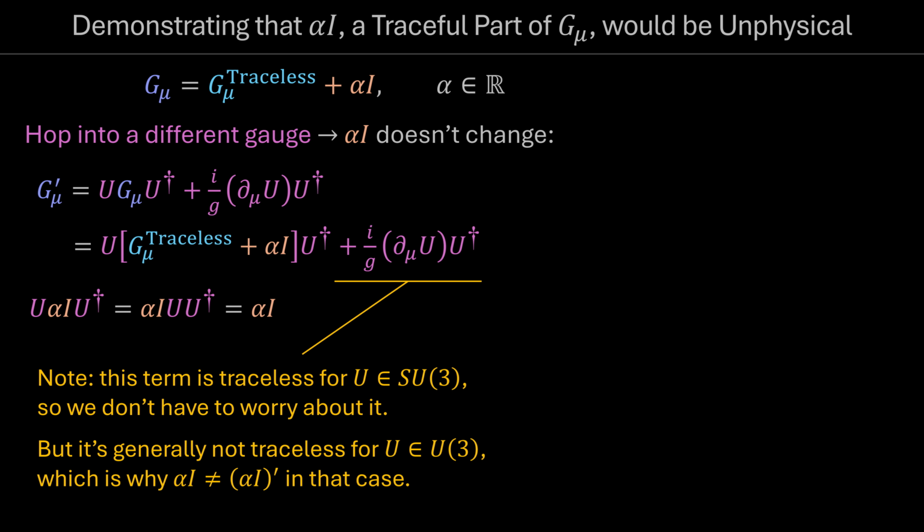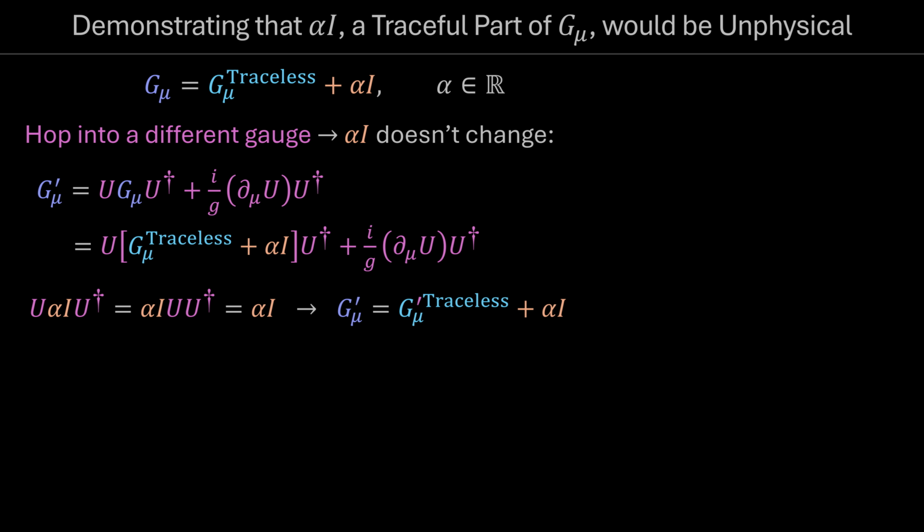And so therefore, we can take that alpha I term and move it all the way out of the gauge transformation rule for G mu, and we can write the equation above as simply G mu prime equals the G mu prime of the traceless part of the gauge field plus alpha I, and the alpha I term doesn't change from one gauge to another.